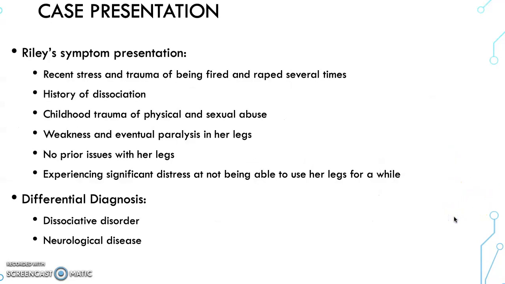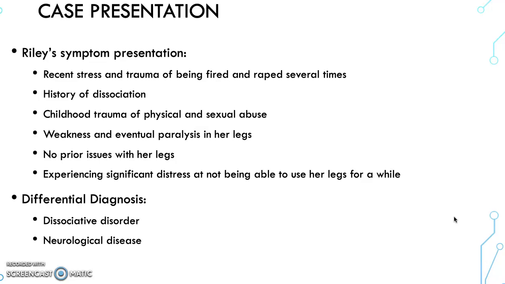So for the symptom presentation, Riley has undergone recent stress and trauma of being fired and raped several times. She has a history of dissociation and a history of childhood trauma, physical and sexual abuse. She is experiencing weakness and eventual paralysis in her legs. She's had no prior issues with her legs. She's very healthy, and she's now experiencing significant distress at not being able to use her legs.